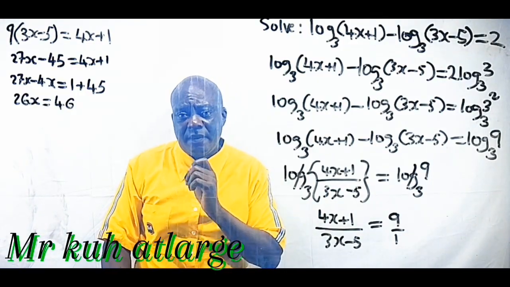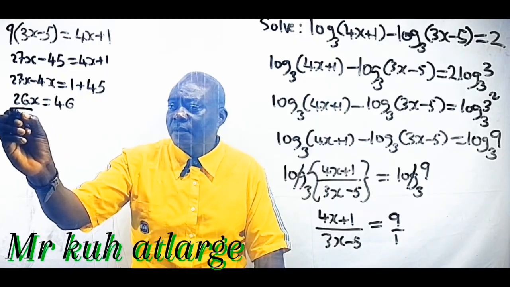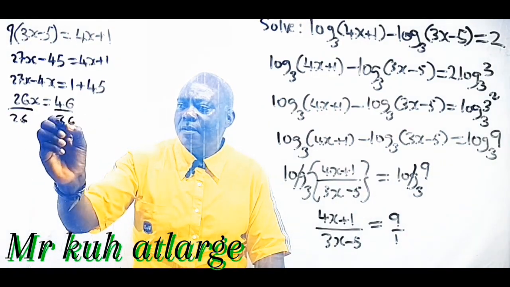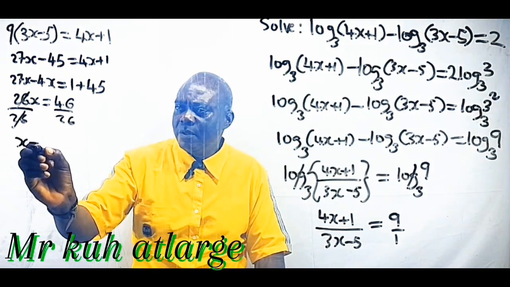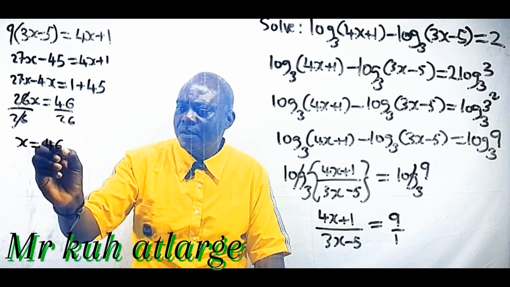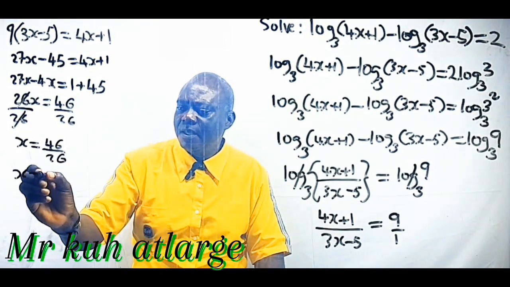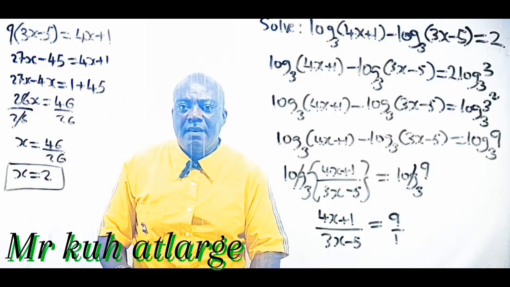Divide by the coefficient of x. And what is the coefficient of x? 26. So this one over 26, this one over 26. This will go. So x will be equal to 46 over 26. Of course, if you divide it here, you get x equal to 2. And that is the final answer.